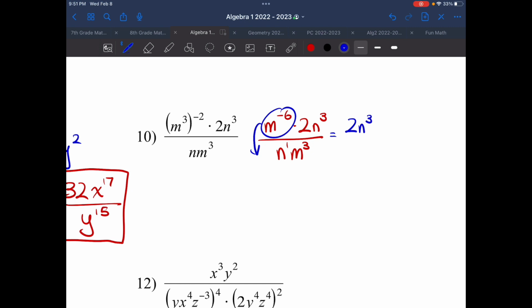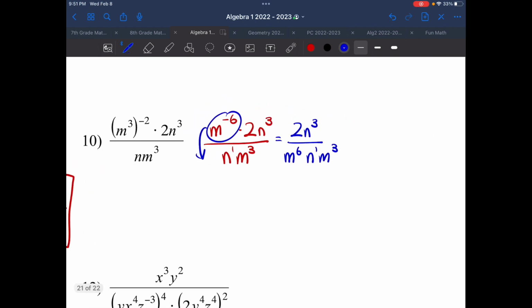2n to the power of 3, all over m to the positive 6, n to the 1, m to the 3. All right, I have no more negative powers, so from here, I'm just going to try to simplify as much as I can. This 2 is not going to move. I can only have one n, and notice I have two n's right here. Well, between these two n's, the bigger exponent is in the numerator, so my final answer is going to have the n in the numerator, and I'm going to do top minus bottom since my answer is in the top. You start with that side. So top minus bottom, 3 minus 1 is 2.